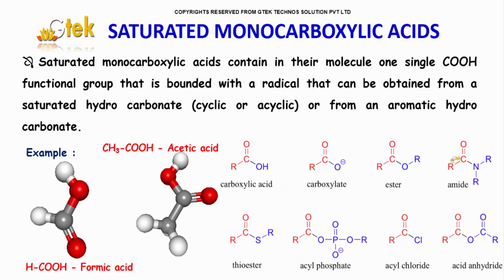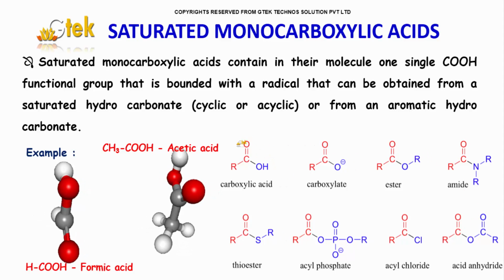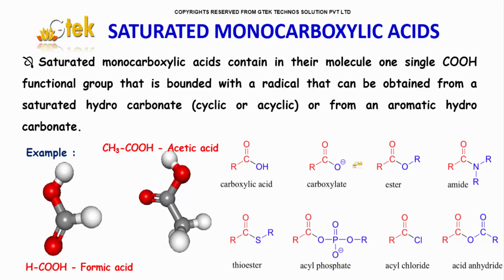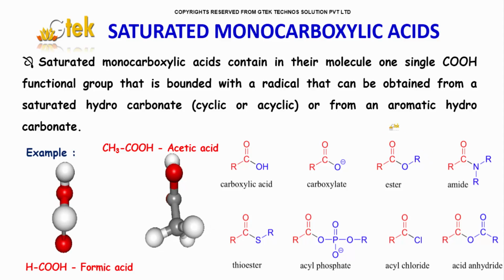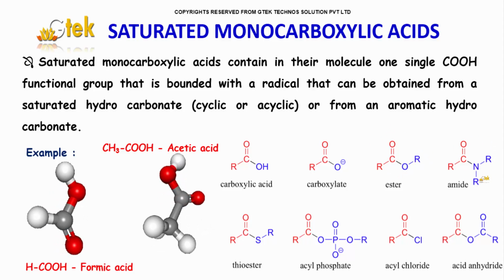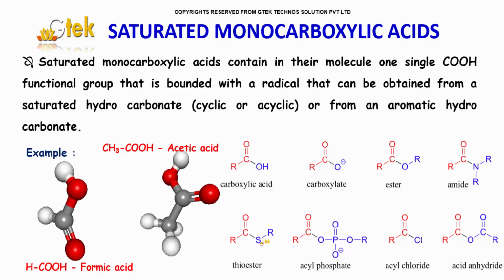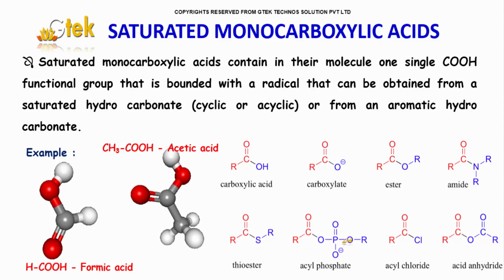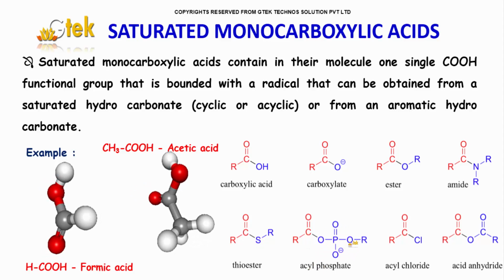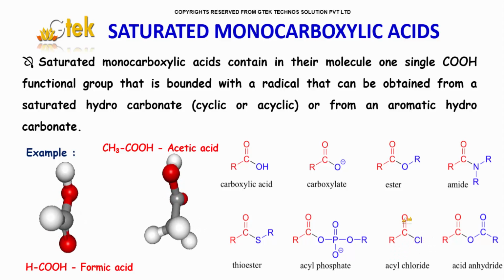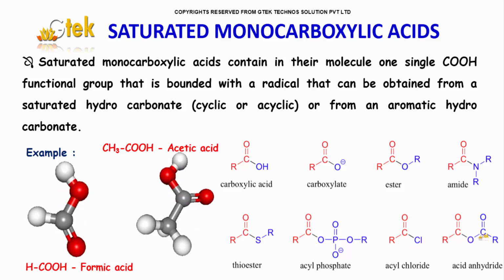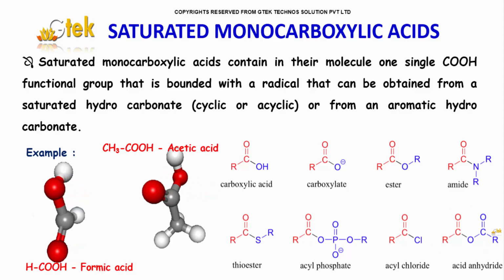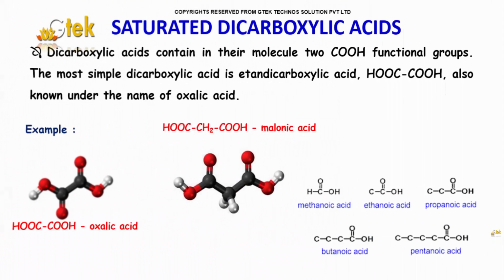Here is the one I have described before. This is your acid, and this is carboxylate without hydrogen. If it is connected with R, it's an ester. And if it is with NRR, it's an amide. If it has sulfur added, it's a thioester. If this is the combination, acyl phosphate. If it is chloride, it's acyl chloride. And this one is COOOC, it's an acid anhydride.